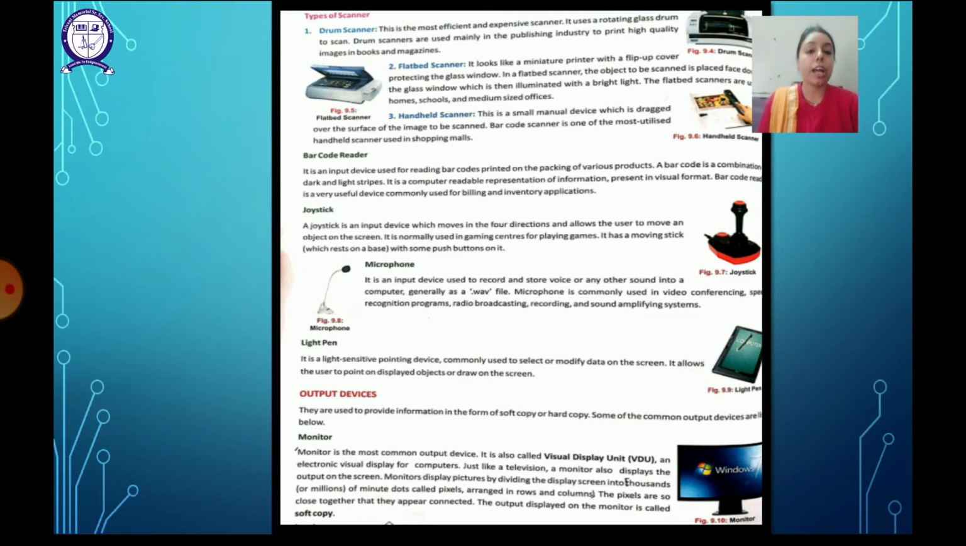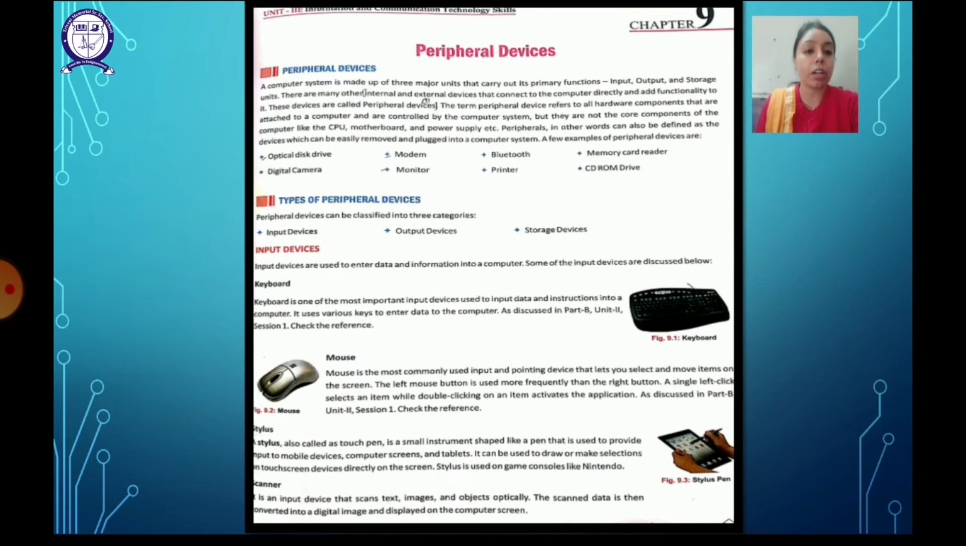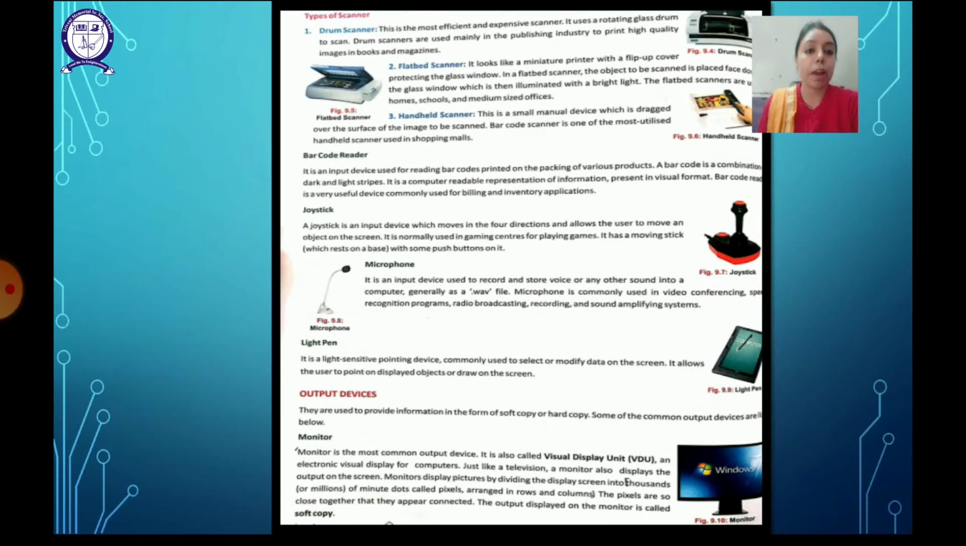Okay, so these are the input devices which we have learned. We have learned about the keyboard, mouse, scanner, types of scanner, barcode reader, joystick, and microphone, light pen also. Now we have the output devices. Now what is the use of output devices? They are used to provide the information in the soft copy or the hard copy. Whatever is the processed information, that will be given as a soft copy or the hard copy.